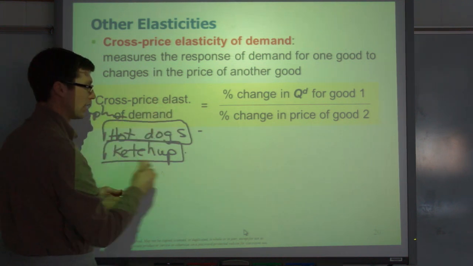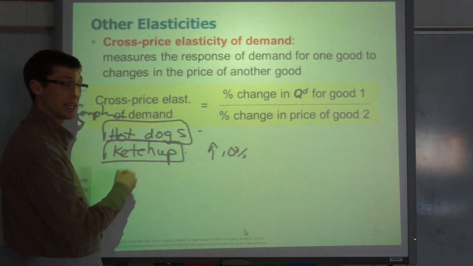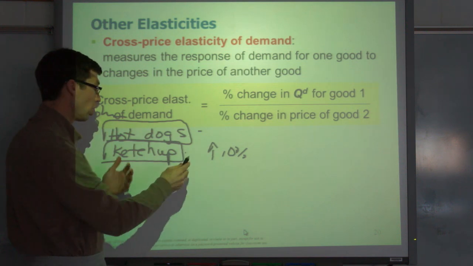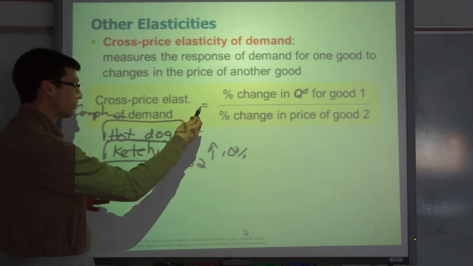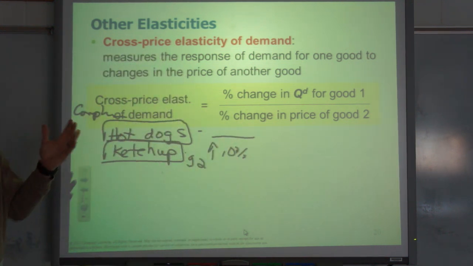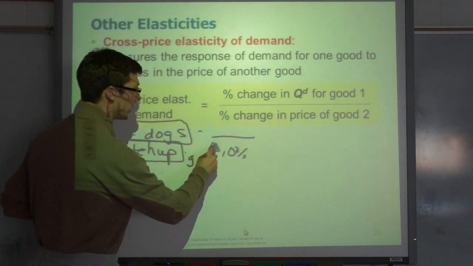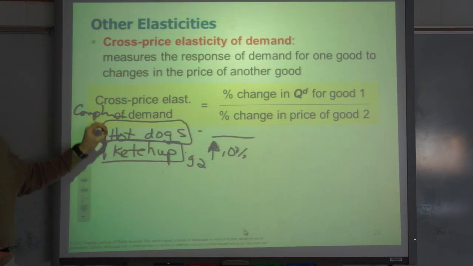So what happens if there is a 10% increase in the price of ketchup? We'll call that good 2. What then is going to happen to your consumption of hot dogs? Well, remember that you eat hot dogs and ketchup together. Not in isolation, but together. So if you have a 10% increase in ketchup, fewer people will be buying ketchup. And therefore, fewer people will be buying hot dogs.